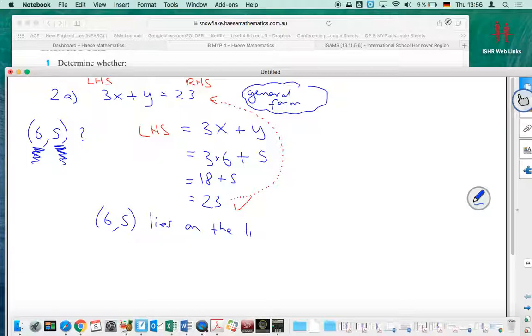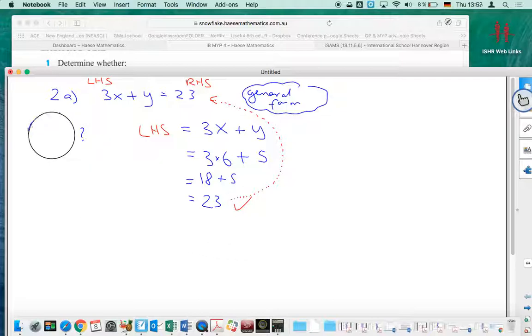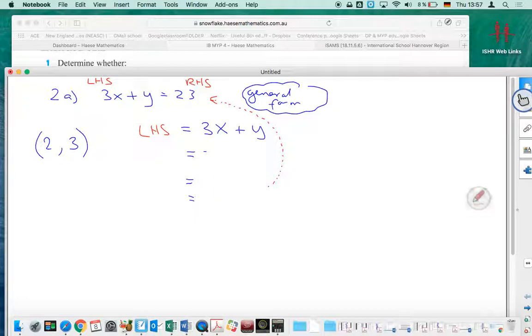Now, if it's a point that doesn't lie on the line, it won't work. So let's just double check that. Let's actually go back and change the problem. Let's just put in another point, just going to make one up, and I'm hoping this one doesn't work. Let's put in (2, 3). So how would that change the calculations here? So let's take this away. Now I can keep everything else in the same place, because that's the pattern of how I do the question.